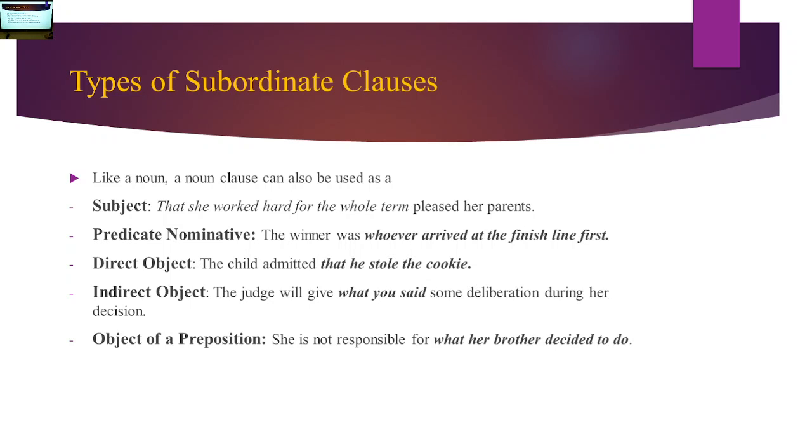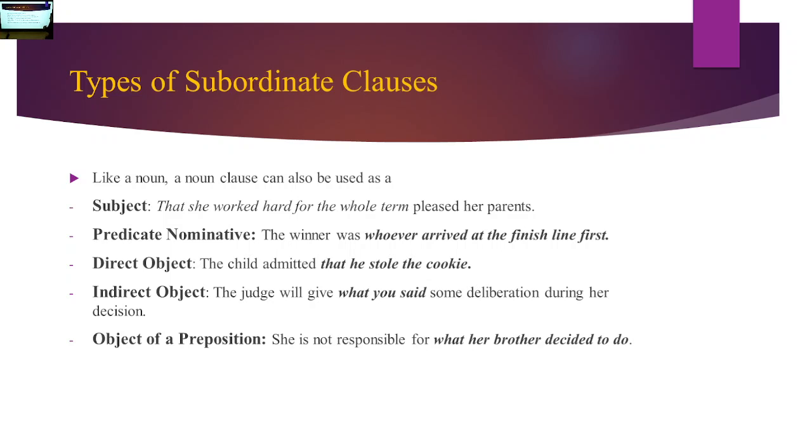The winner was whoever arrived at the finish line first. So, as you know, a predicate nominative, if you remember, is the noun that comes after the linking verb and that identifies the subject. So the winner was whoever arrived at the finish line first. Whoever arrived at the finish line first is the predicate nominative. Okay? It comes after the linking verb was and it identifies the subject winner.